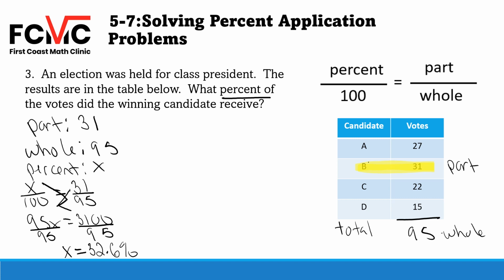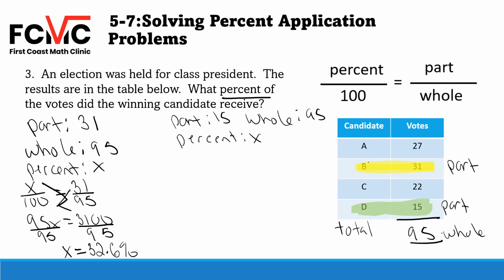Let's compare that and look at the candidate that got the smallest number of votes. That would be candidate D. Candidate D got 15 votes. So now this is my part. My whole is still 95. So my part now is 15, my whole is still 95, and I'm still looking for the percent. That's still x. So I can set up x over 100 equals my part, 15, over 95.